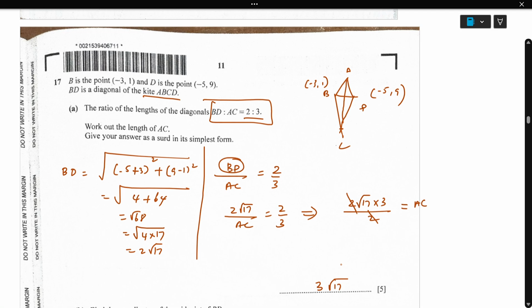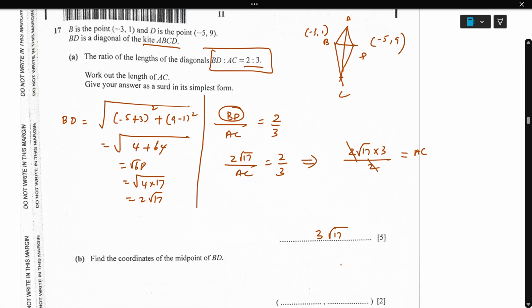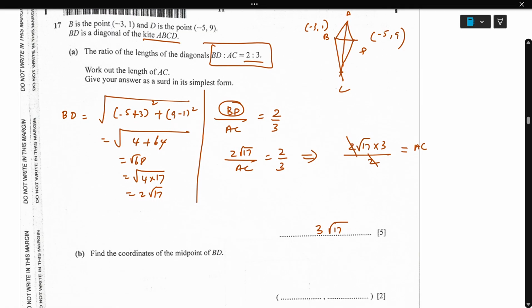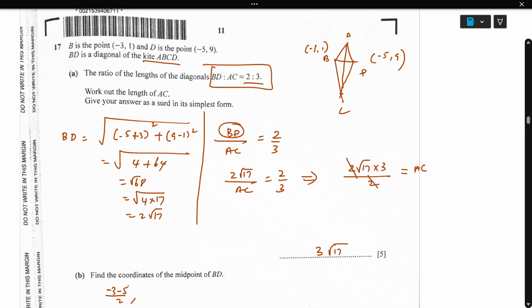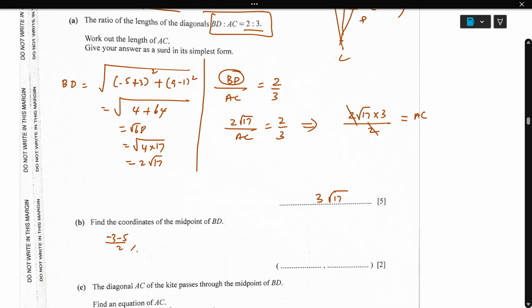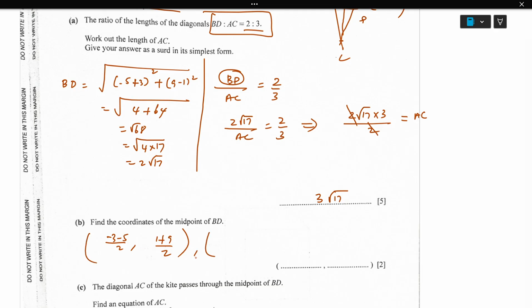Next, find the coordinates of the midpoint of BD. So here we have x-coordinates -3 and -5, so x1 plus x2 over 2. So (-3 minus 5) over 2, and (1 plus 9) over 2, which is -8 over 2 and 10 over 2, which is -4 and 5.